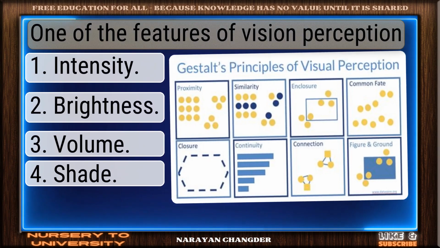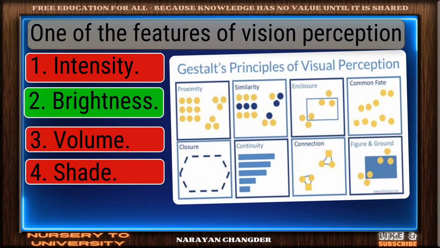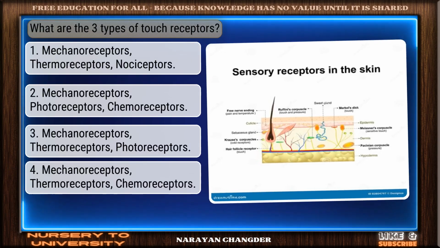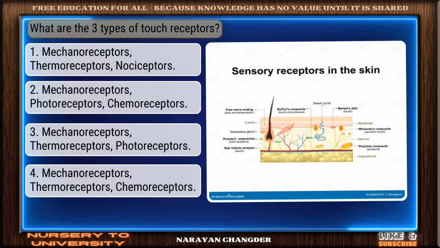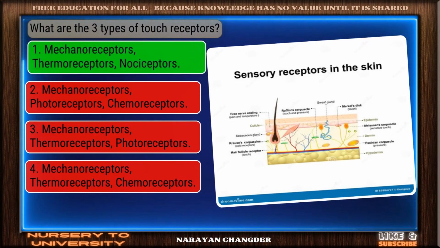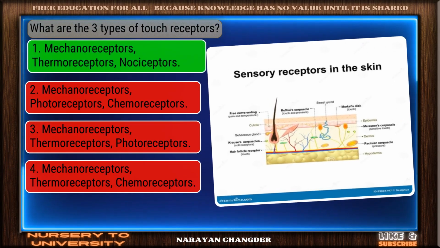One of the features of vision perception. Well picked. Brightness is the correct answer. What are the 3 types of touch receptors? Excellent. Mechanoreceptors, thermoreceptors, nociceptors is a brilliant choice.